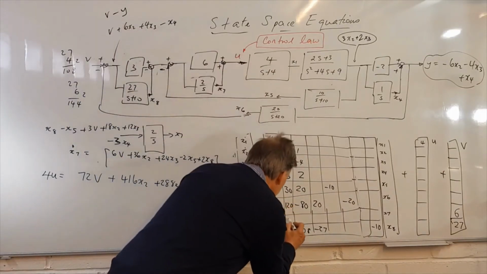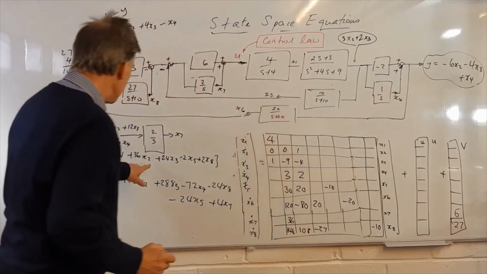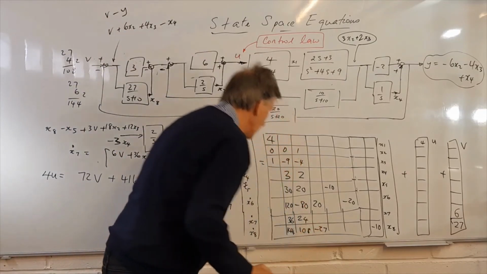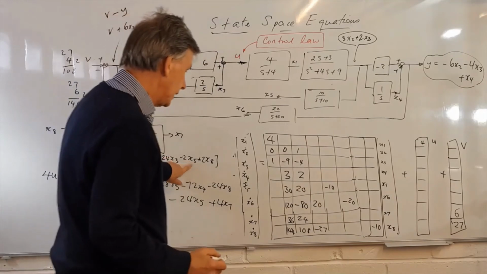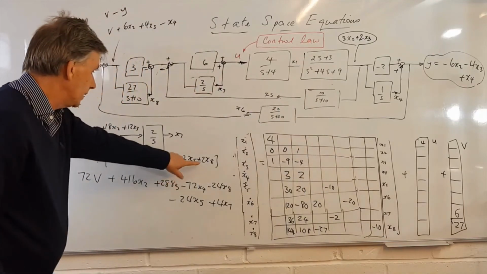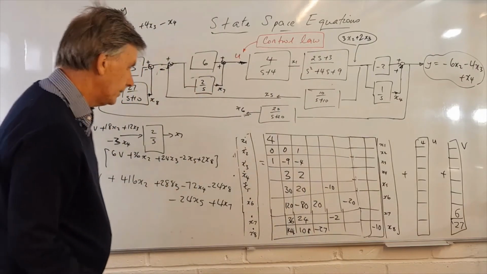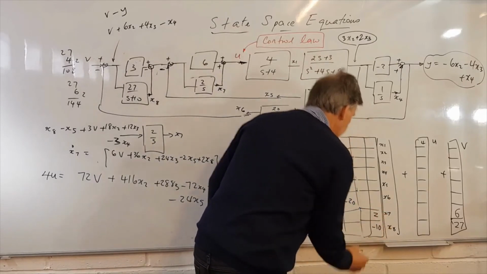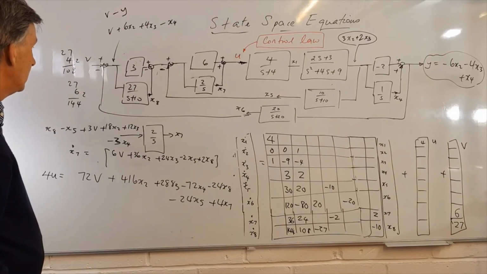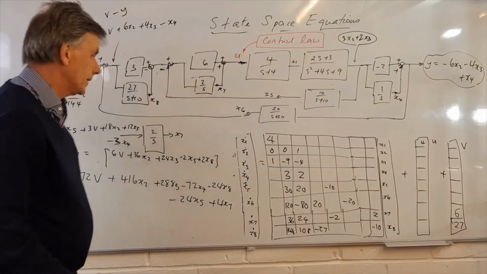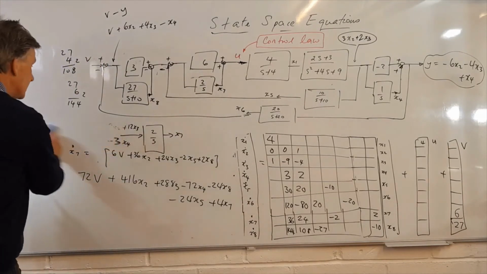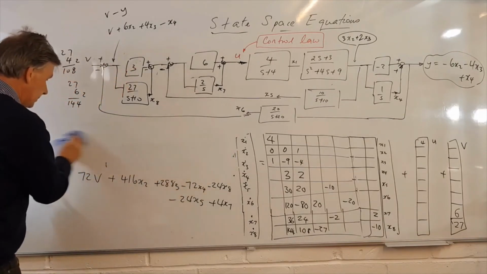36x2, so I have a 36 in here. A 24x3, so I'll go in there, and minus 2x5. 1, 2, 3, 4, 5. Minus 2 in there, and 2x8. So we've got a 2 in there. It's got a 2 over s there, so it looks correct. So there's our full state space closed loop system.